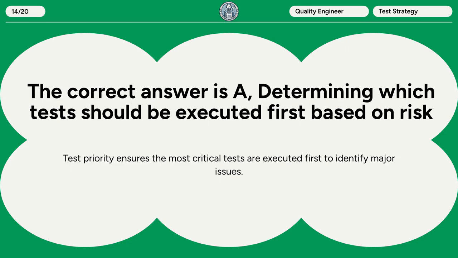The correct answer is A. Determining which tests should be executed first based on risk. Test priority ensures the most critical tests are executed first to identify major issues.